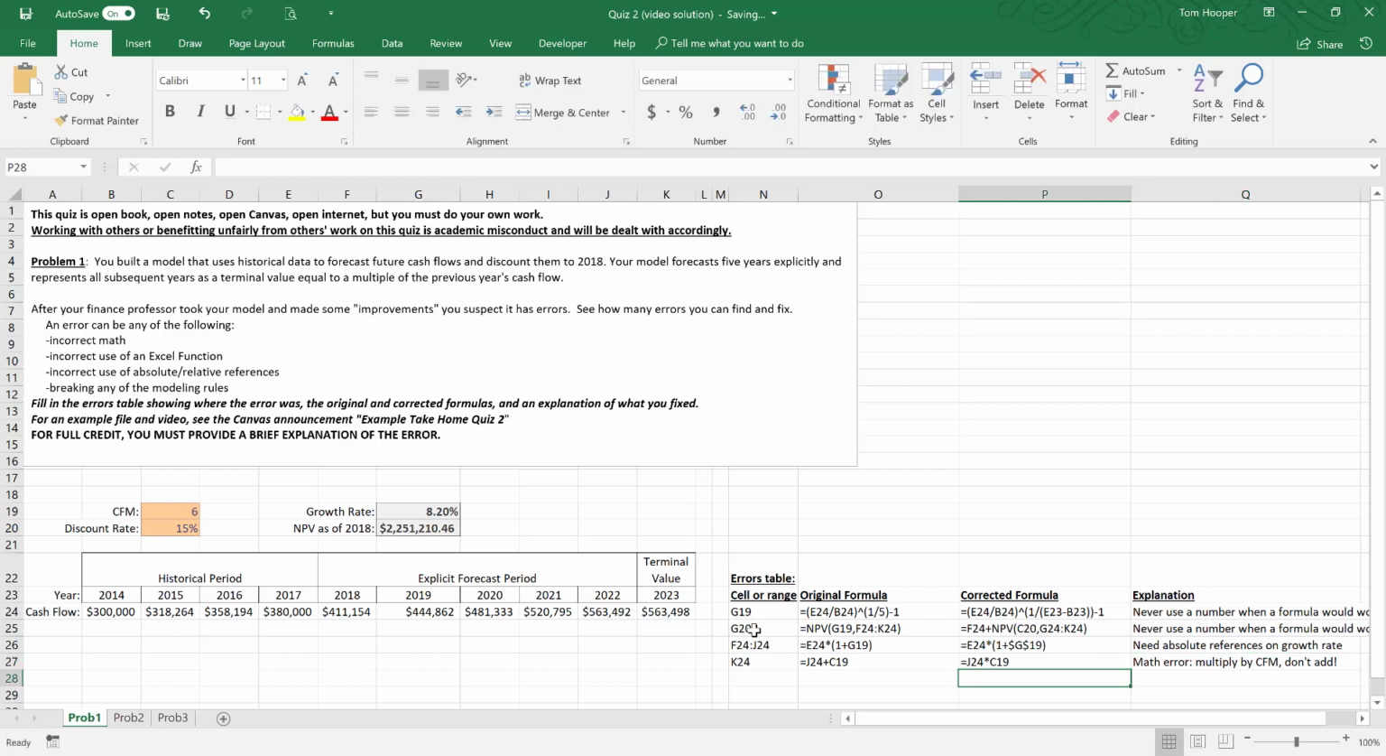Okay, and given the 2 points on G20, this problem was worth a total of 5. Moving on.